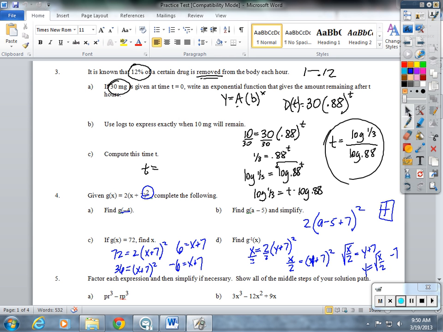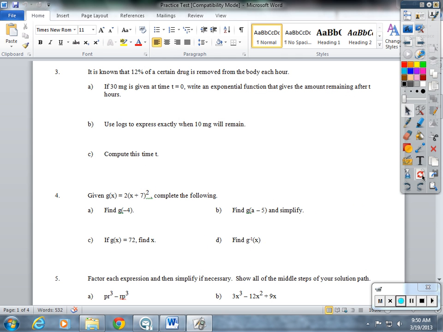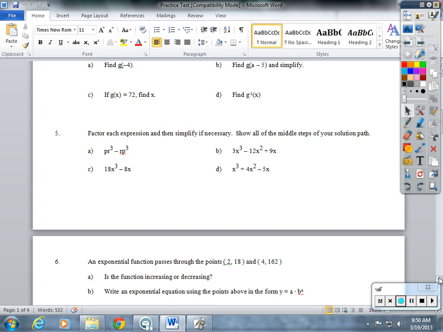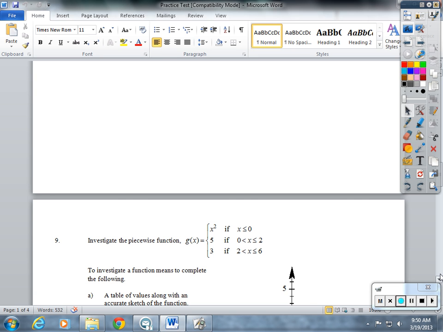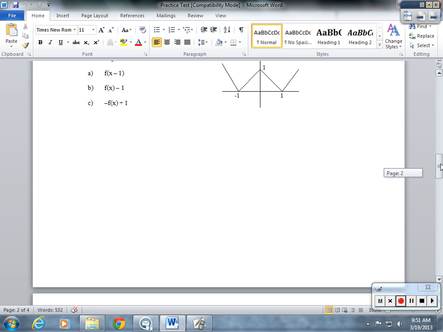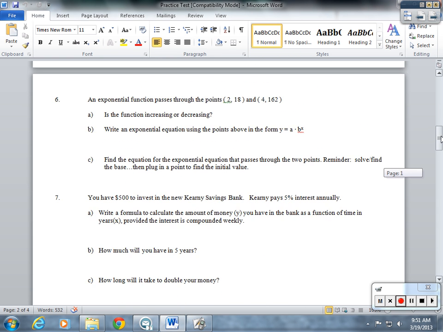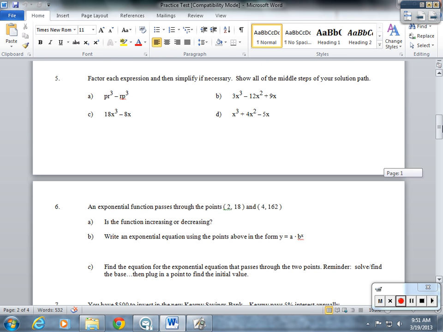Let's scroll down and do a couple more. All right, factoring. I know a lot of you struggle with this. Whoops. All right, I won't scroll way down there. Sorry. Factor each expression as necessary.